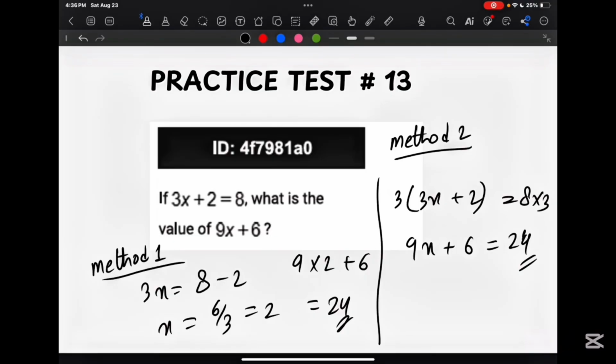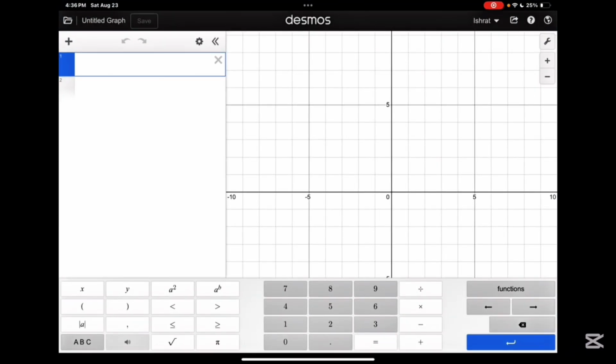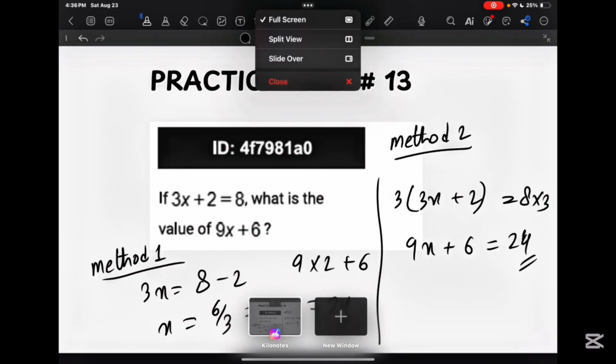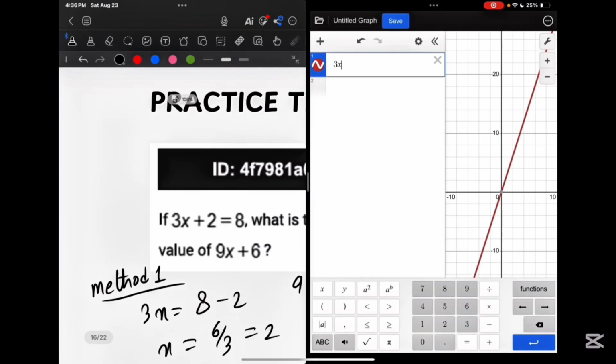Also, I just wanted to show you guys, you can also do this one in Desmos. Even though I think for the easy questions, using Desmos is just kind of overkill, if you ask me. But if you really want to, you can. Let me just show you guys how to do it in Desmos.